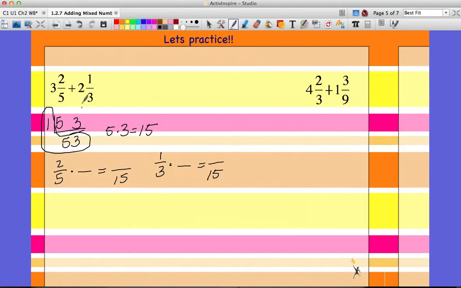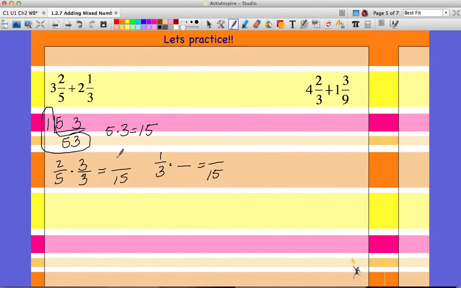Sometimes you'll find that your LCM is the two numbers multiplied together. However, I don't want you to get in the habit of doing that, because then you add the extra steps of having to simplify. And most of the time, when you're able to find the least common multiple and use it as a denominator, that takes away a lot of the simplifying steps. Sometimes you might have to simplify, but more often than not, you'll find that you already have your answer in simplest form.